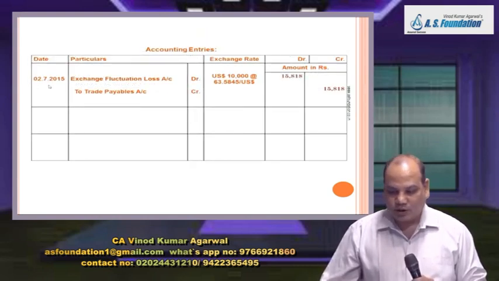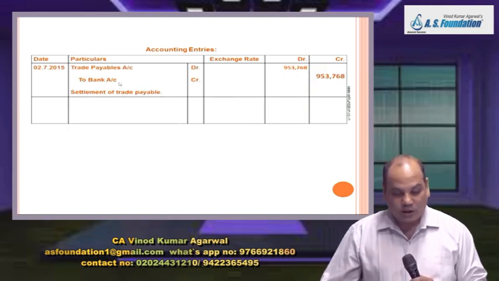Now let us come to second year. In your notes, first what they have done, they have calculated the exchange fluctuation loss and passed one entry, exchange fluctuation loss to trade payable. Is it 15,818? Already calculated. And then you make the payment. Trade payable to bank.